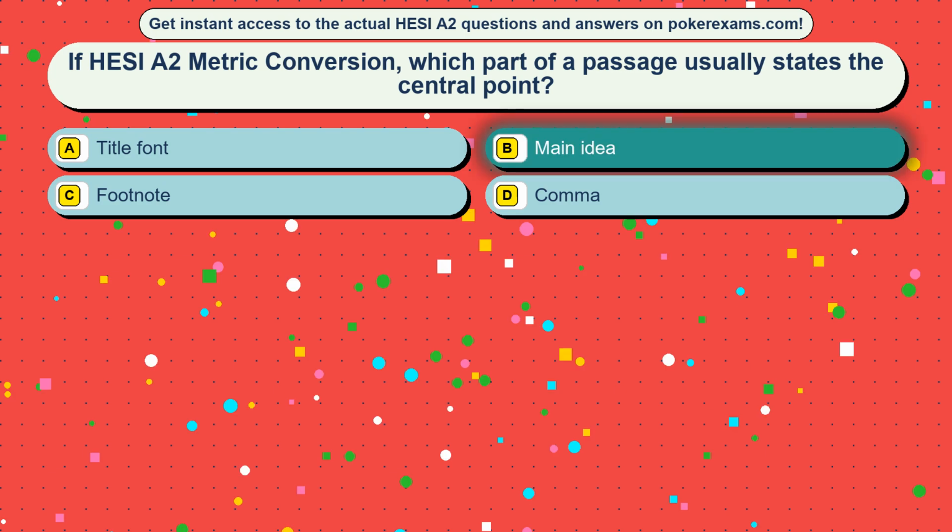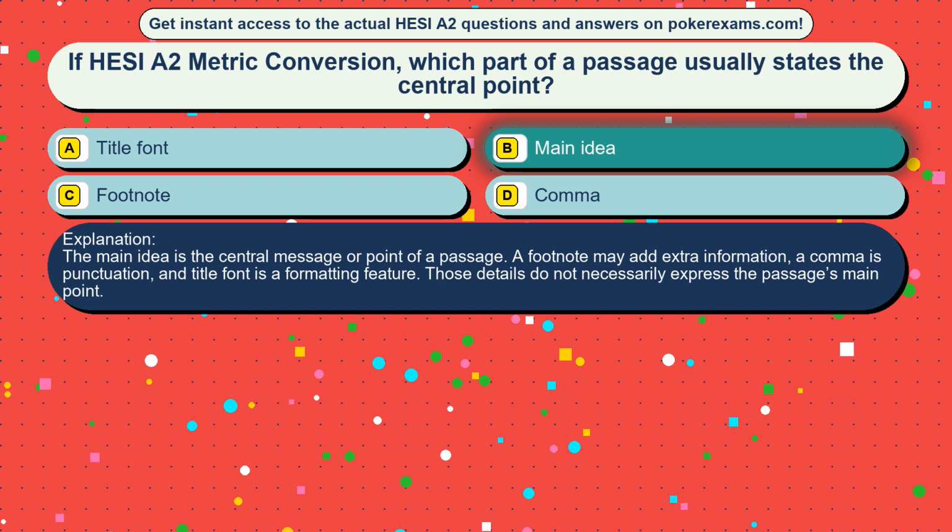The correct answer is option B, main idea. The main idea is the central message or point of a passage. A footnote may add extra information, a comma is punctuation, and title font is a formatting feature. Those details do not necessarily express the passage's main point.